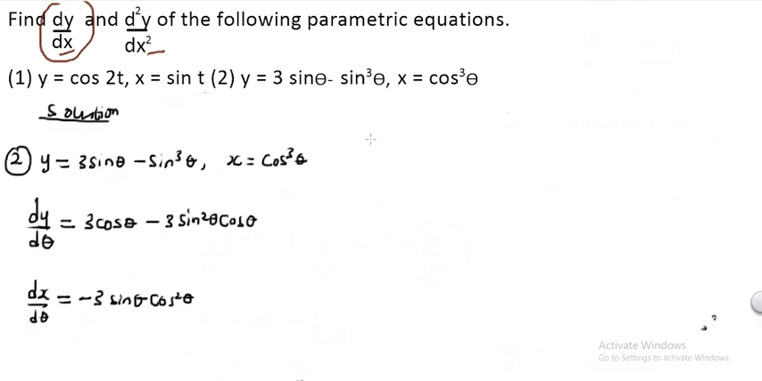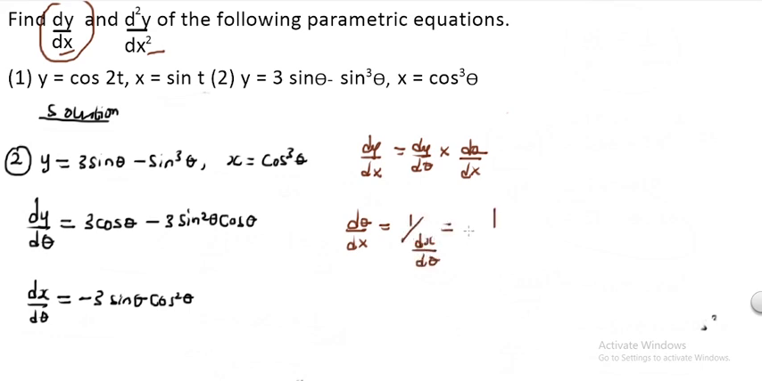Now at this point, remember we are looking for dy/dx. So dy/dx is equal to, the parameter is theta, so we can say dy/dθ times dθ/dx. Now remember, we do not have dθ/dx, but we have dx/dθ. So to get dθ/dx, we simply take the inverse of dx/dθ. So this is equal to 1 over dx/dθ, which is equal to 1 divided by minus 3 sin theta cos theta.